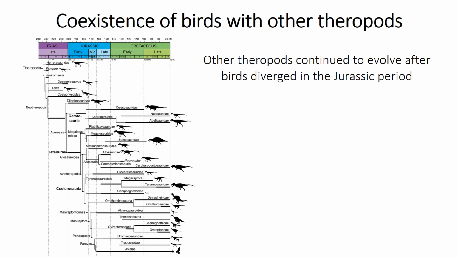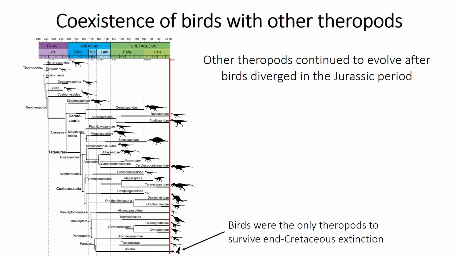In fact, many of these theropod groups continued throughout the entire Cretaceous period. It just happens that birds were the only theropods, or the only dinosaurs at all, to survive the mass extinction at the end of the Cretaceous period. So they're the only dinosaurs we have left today.